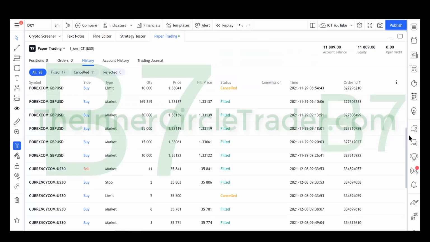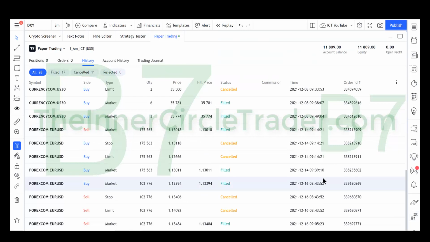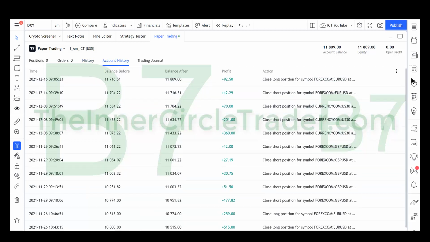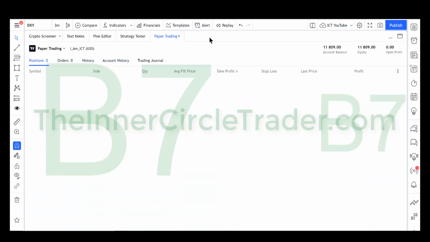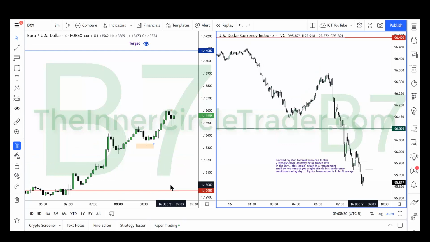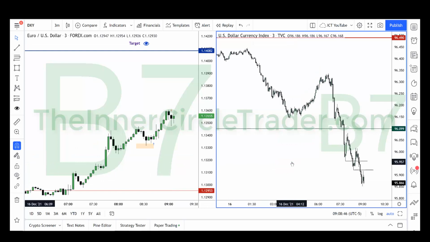Okay, and I'll scrub down here. It's the 16th, and you can see there's the buy. That's the order number that you watched pop up, and then I closed it, and it's like $92.50 or something. And again, don't focus on that money. Focus on the fact that the trade hasn't moved in my favor.